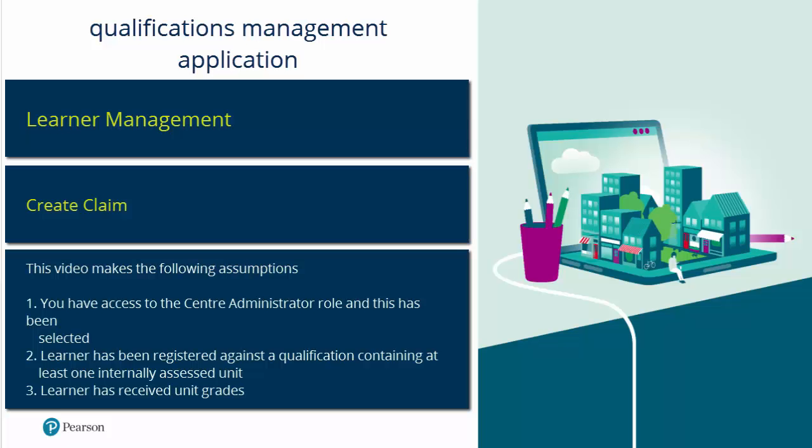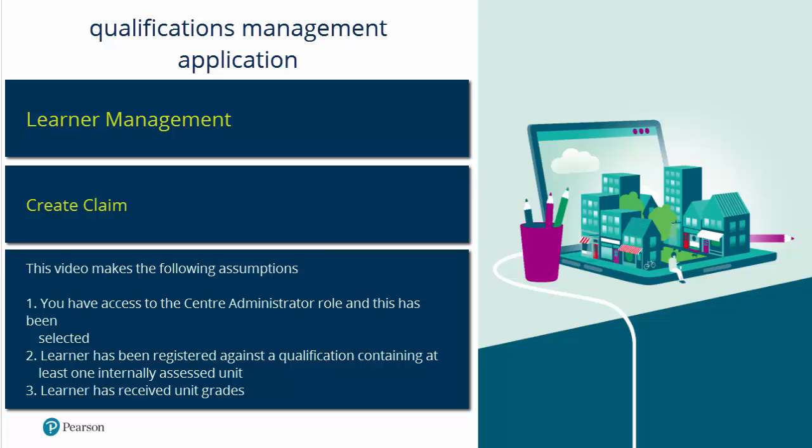Create claim. This video guides you through the process of making a claim. A claim is the request made for a certificate once the learner has completed learning associated with a qualification. In order to create a claim, you must input the grades associated with each unit.